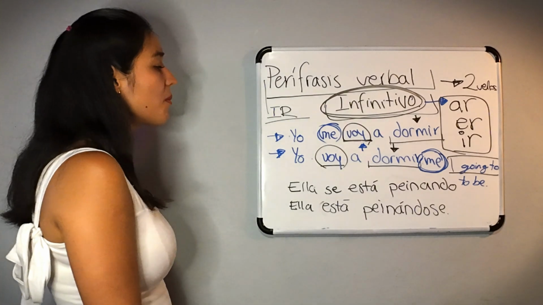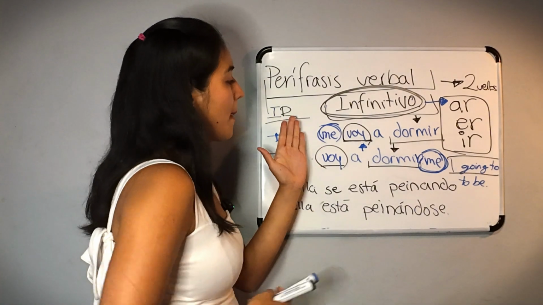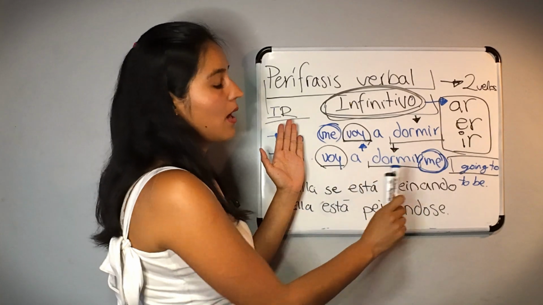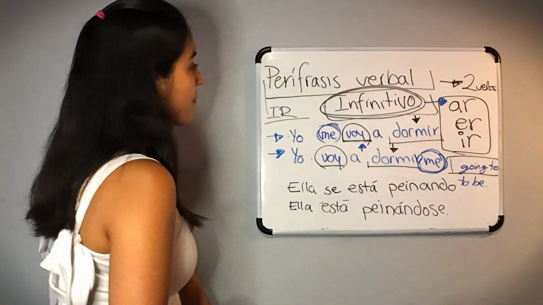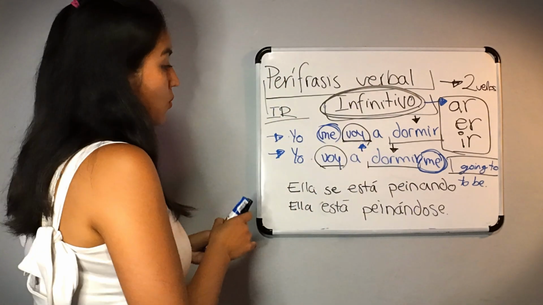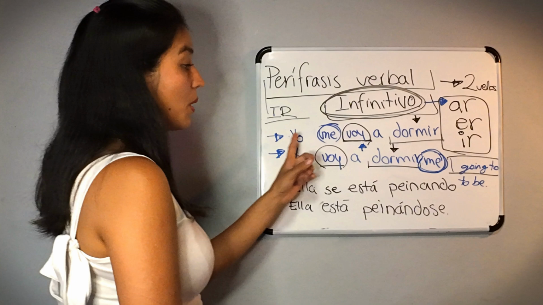Again, remember that we skip this a lot. So people can say, me voy a dormir o voy a dormirme. Okay? That's one part. This is one type of perífrasis verbal. The first one, this is with going to.